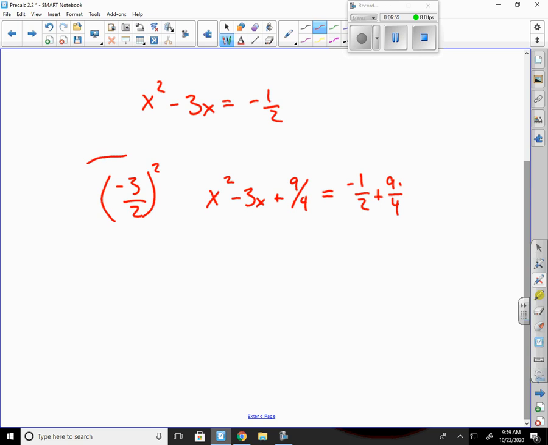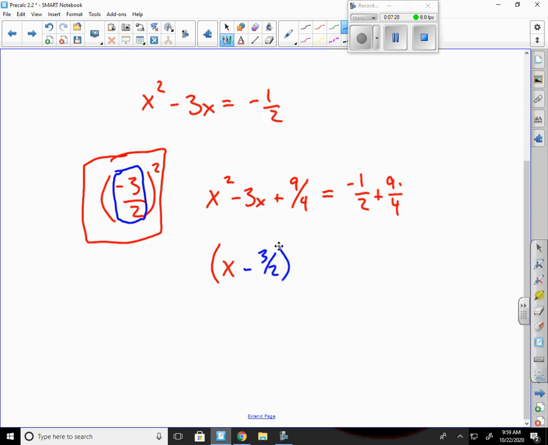Now there's a reason that I always do this portion in a separate step. Whenever I turn this left side into a perfect square, it's always going to be x, and then whatever I took, the b over 2, inside of here. That was minus 3/2. That minus 3/2 comes down to here, and then it's squared.